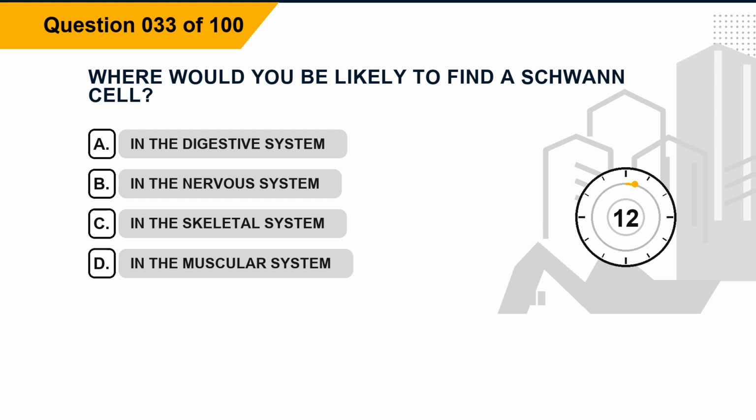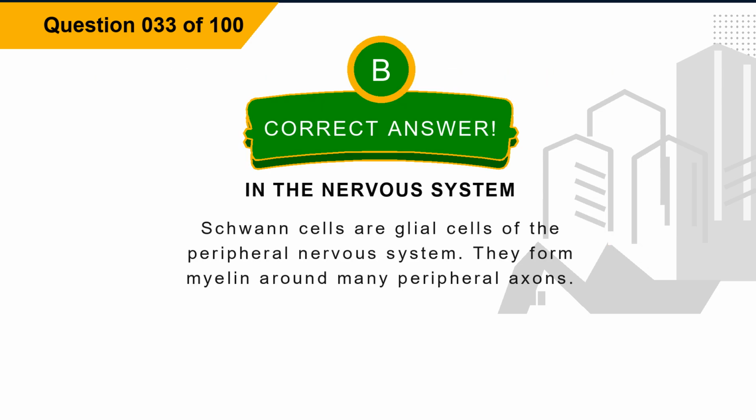Question 33. Where would you be likely to find a Schwann cell? Option A, in the digestive system. Option B, in the nervous system. Option C, in the skeletal system. Option D, in the muscular system. The correct answer is option B, in the nervous system. Explanation: Schwann cells are glial cells of the peripheral nervous system. They form myelin around many peripheral axons.